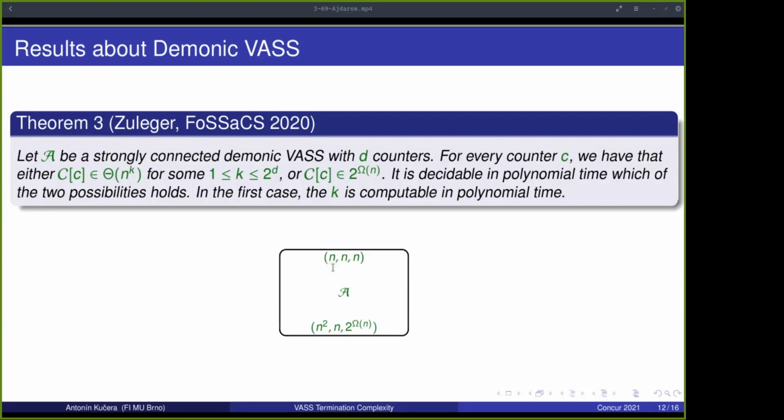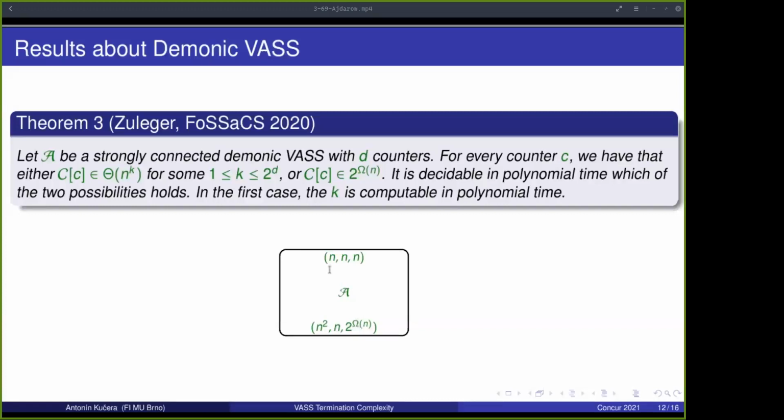The counters are initialized to n, and here we have the vector describing the asymptotic growth of the first, the second, and the third counter. A simple observation is that the three counters can actually be pumped to the corresponding asymptotic values simultaneously.